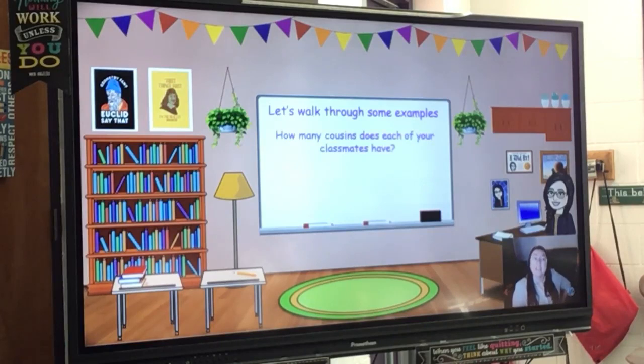How many cousins does each of your classmates have? If I were to ask each one of you how many cousins you have, well, the first person can say 0, the second person can say 4, the next person can say 2, and so on and so forth, if I asked everyone in your class. So because each different answer varies from person to person, because our data is variable, this is a statistical question.